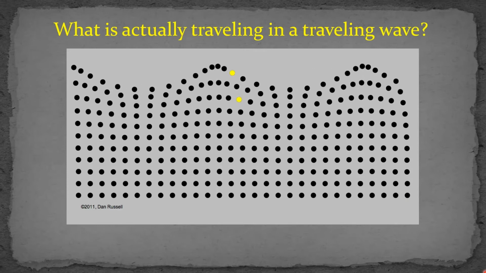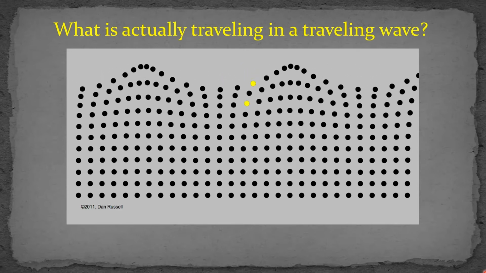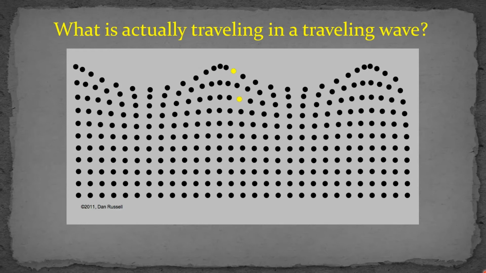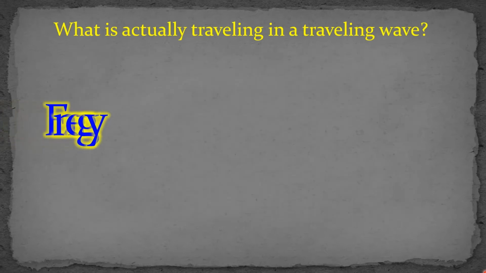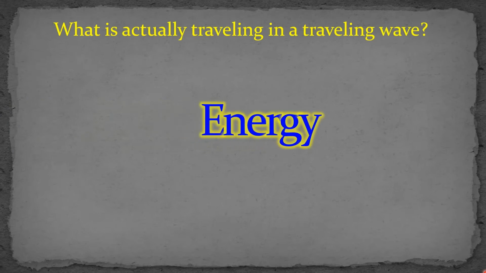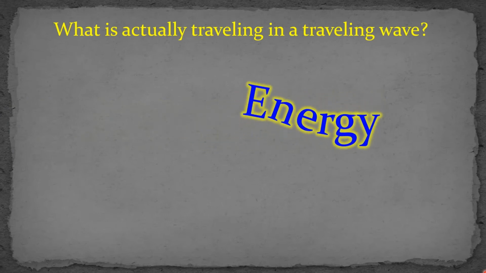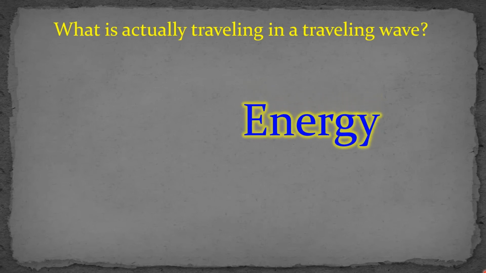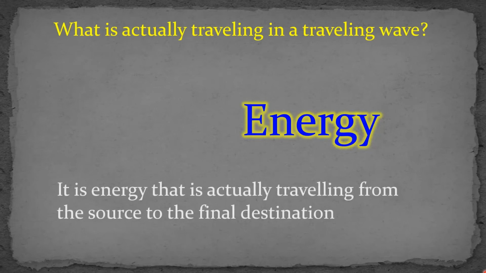So to answer this question, we need to think outside the box in terms of something physical. What actually travels is energy. I get that that's an abstract concept, and it's hard to visualize what it means for energy to be traveling, but that's really how it works. So what we can say then is that it is energy that is actually traveling from the source that created the wave to whatever final destination that wave has.